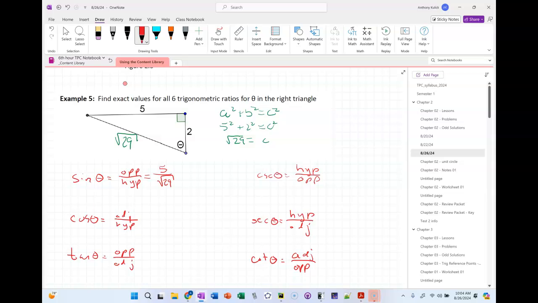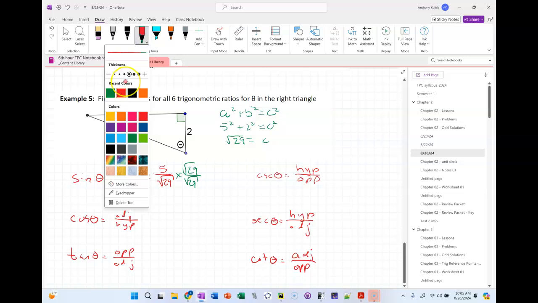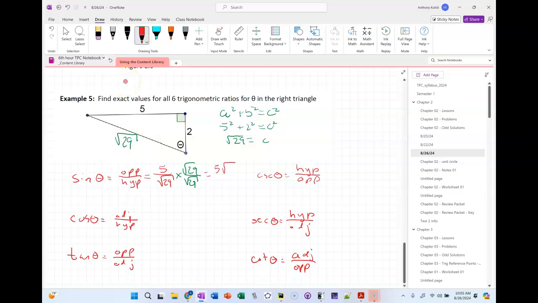Everybody feel good there? Okay. Now, is that the way we'd leave that final answer? No, what's wrong with it? Square root in the denominator. How do we get rid of that again? Wonderful. Yeah, let's do that real quick. So remember, when I multiply a number without a square root by a number with a square root, nothing happens. We just stick them right next to each other. And square root 29 times square root 29 is regular 29. So there's an answer.